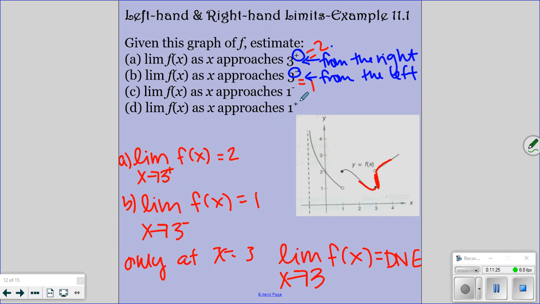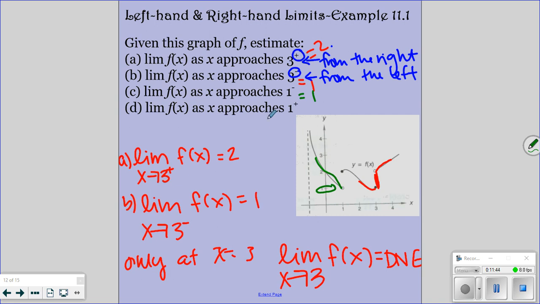From the left. Okay, so as we approach 1 from the left, start over on the left side of 1 and start moving. And we're getting closer and closer to what y value? Closer and closer to 1. So that value is 1.